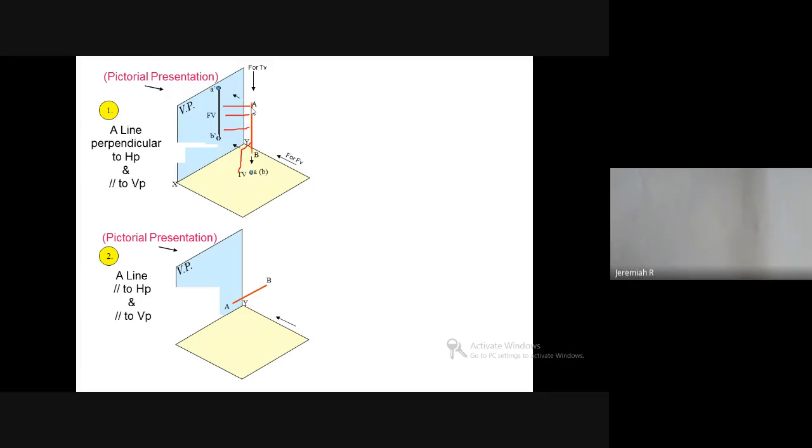In the front view you will get a straight line A dash B dash. In the top view you will get a straight line AB. For the front view you have to mention the dash, and for the top view you mention AB alone. Here the front view and the top view both give a line. But in the first case, the front view is a line, but the top view is a point.